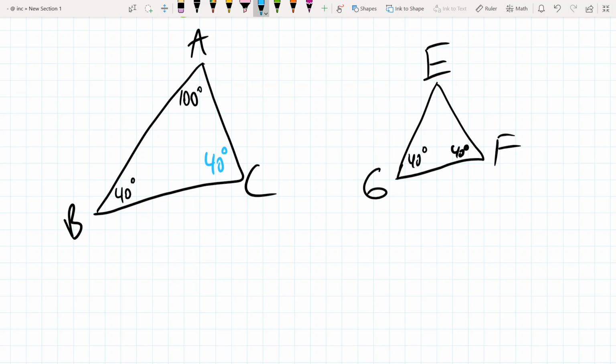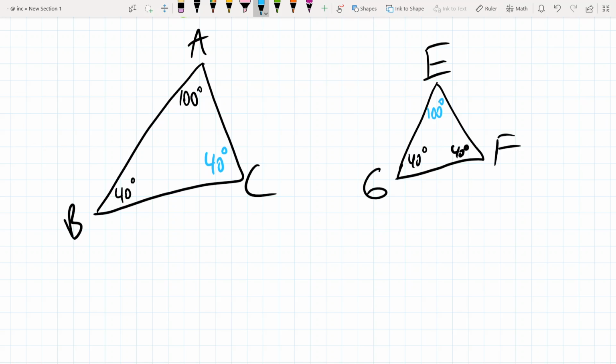Well, in the other triangle, we know two of those angles are 40 degrees. So that adds up to 80. So therefore, this must be 100. So initially, you didn't know that those angles are the same. But now that you figured out your third angle, you do know. So you do have two pairs of congruent angles. Actually, you now have all three pairs of congruent angles, but you only need two.